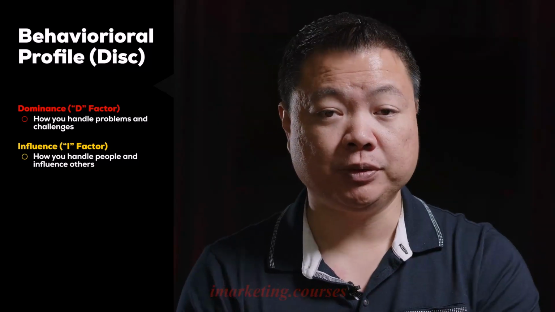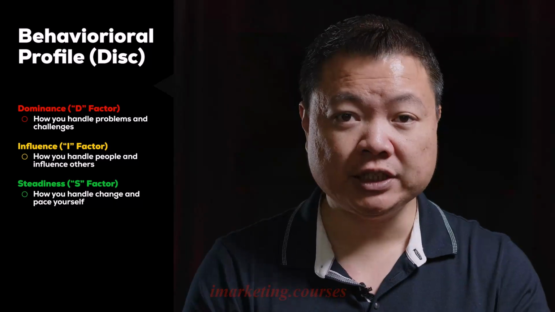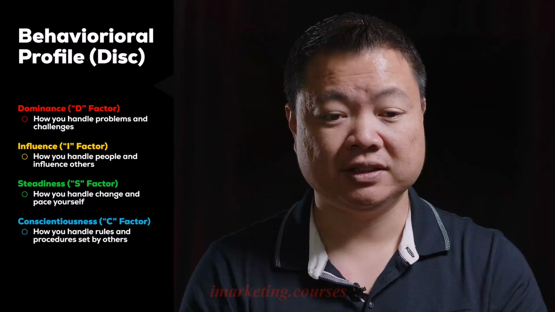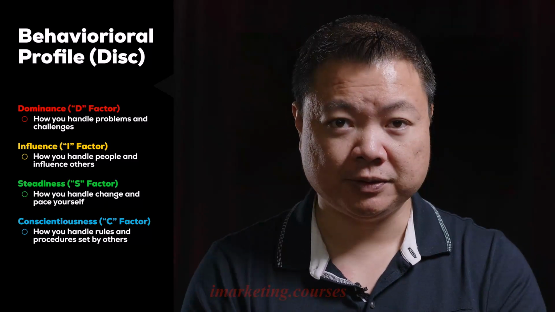There are 4 distinct profiles when we're talking about the DISC. We've got the dominance, this is the D, describes how you handle problems and challenges. You've got the influence, the I factor, how you handle people and influence other people. You've got the steadiness factor, the S, how you handle change and pace yourself. And finally, the conscientiousness, the C factor, and this is how you handle rules and procedures set by others.